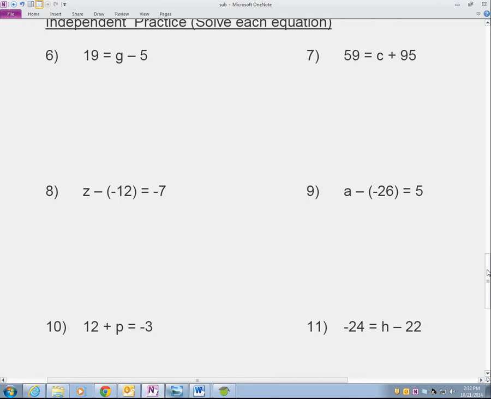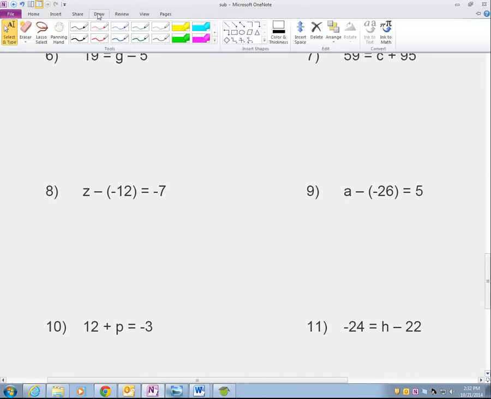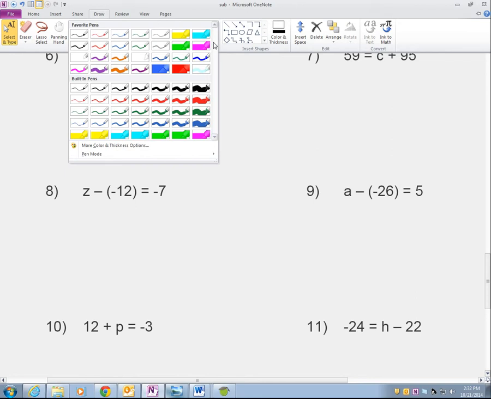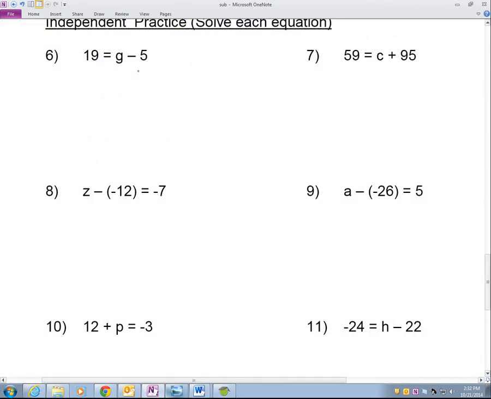So, here's what's happening where, for some reason, when I broke people loose, I want to talk about this. For number 6, what was happening is people weren't recognizing what's happening to G. What's happening to G for number 6? What's happening to it, Harrison? 5 is being subtracted from it. So how are we going to get that to be back to being a regular G?